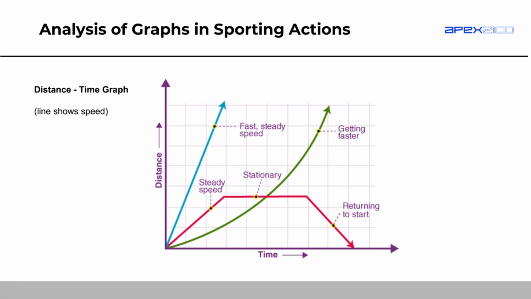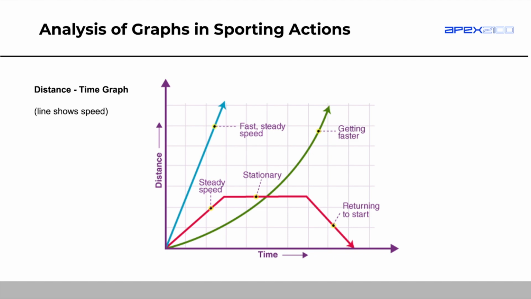All right, we're going to move on and now have a look at some different graphs in sporting actions and how to analyze them. There's a few that you guys need to be aware of. So the first one is a distance time graph. If we first look at the y-axis, we've got distance there. As the y-axis goes up, that's the distance increasing. And we've got time along the bottom on the x-axis. Time is increasing as we move along that axis there.